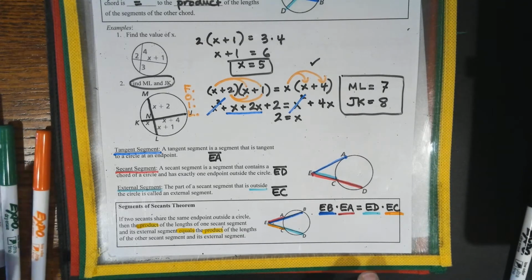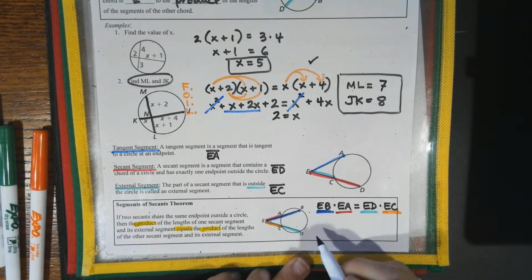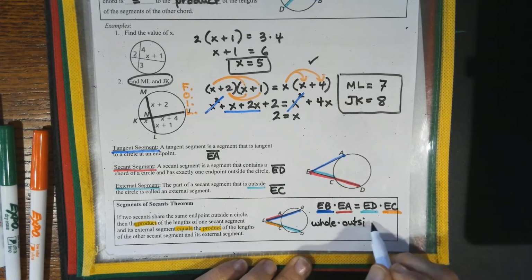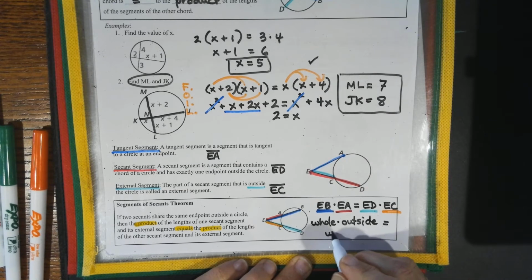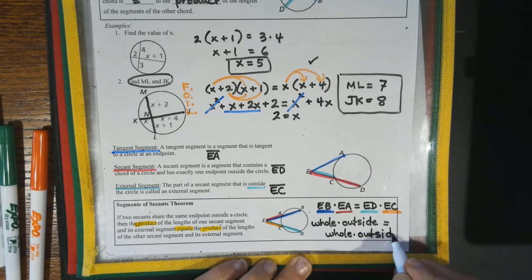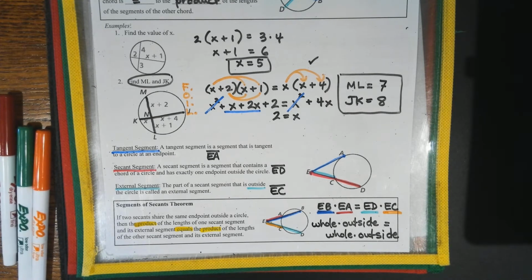So you may even think of this as, if you wanted to put it in words, whole times outside equals whole times outside, something like that, right? You end up thinking in words. However it makes the most sense to you, that's what I want you to write down, okay? But I will be turning the page in about 10 seconds.